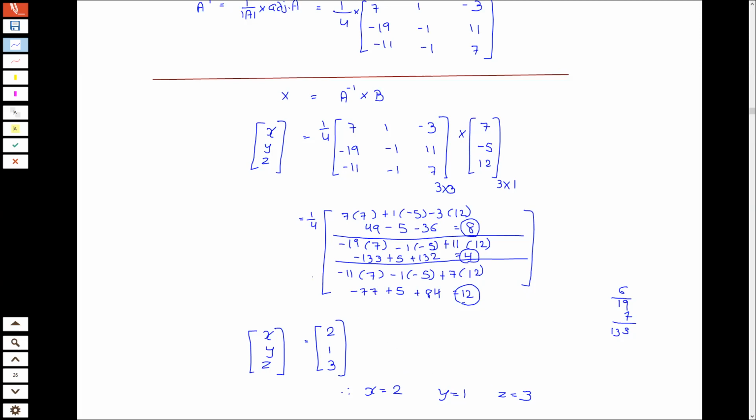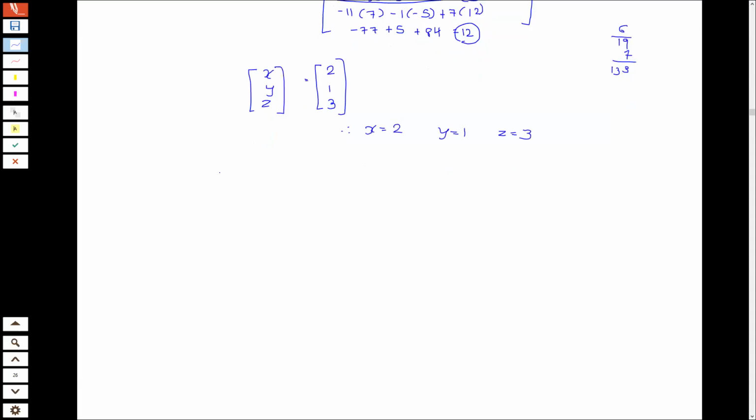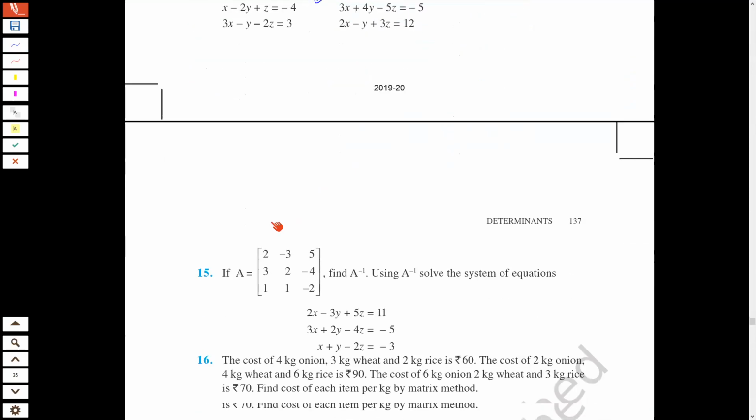So raise your hand if you are clear about how to solve the equations using matrix method. So it all depends on concentration. You need to practice a lot so that you can solve the question without mistake and you can find the answer. Okay, now let's move on to the next one. Other questions you can take it up as a homework.